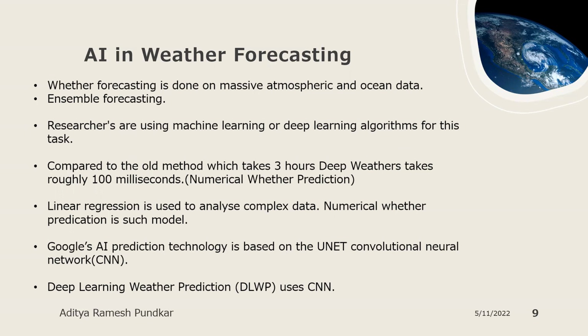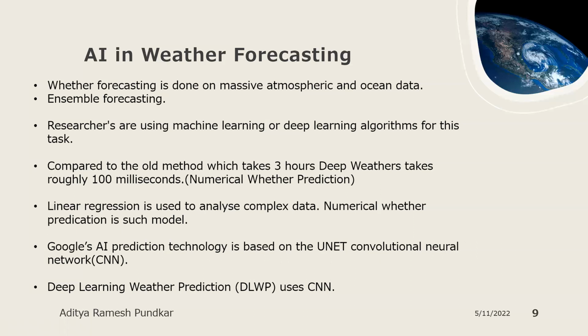After that, researchers used machine learning and deep learning algorithms. With the DeepWeather method, we were able to reduce the prediction time from 3 hours to 100 milliseconds. The model based on DeepWeather is a numerical weather prediction model. In this, the satellite images and so on are manipulated in order to predict the weather. Google's AI prediction technology uses the CNN model. In the CNN model, we take the input from the satellite images and produce the output.